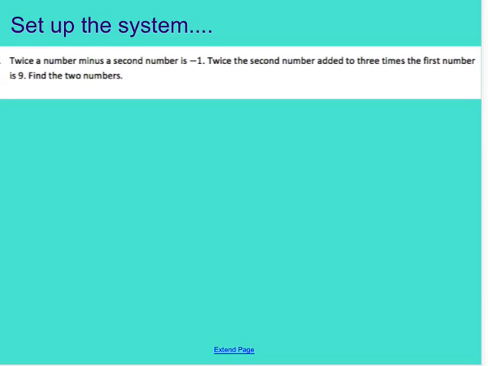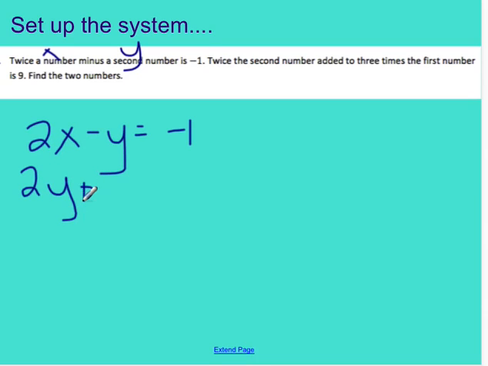Let's take a look at that last one. Twice a number minus a second number is negative 1. So I'm going to let x represent the first number, y represent the second number. Let's set that up. Twice that number, that's the same as 2 times that number, minus the second number is negative 1. And then it says twice the second number, so that's 2 times the second number, added to 3 times the first number, is 9. And now it wants us to find the two numbers.